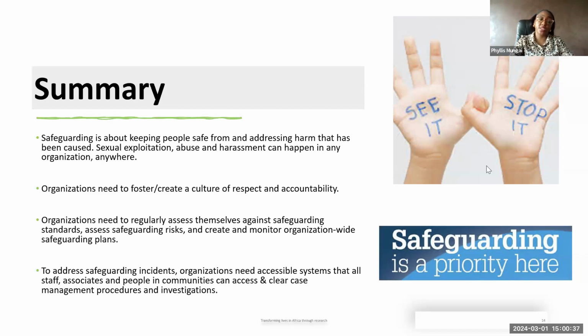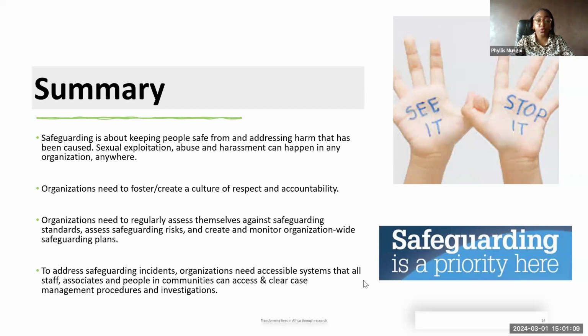Then, secondly, organizations need to foster or create a culture of respect and accountability. And this is done, one, by ensuring the tone at the top is very clear on what is encouraged and what is allowed within the organization. So by doing this, you have a vulnerable workplace, but one also that is open to hearing any reports that come up.